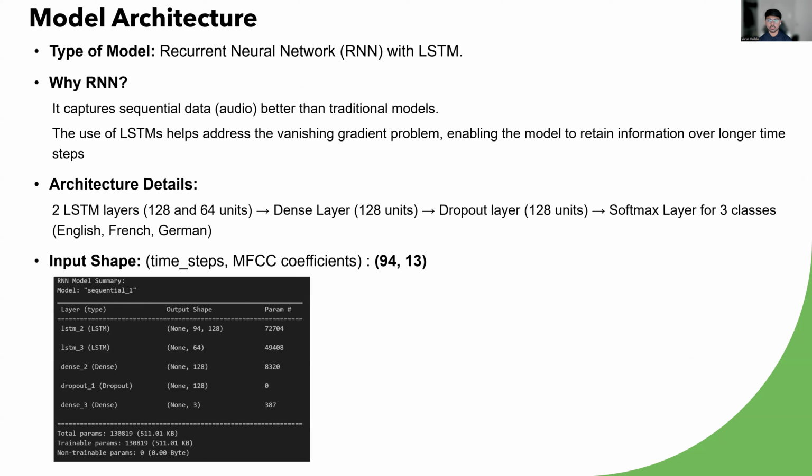The first layer has 128 units. Then it is passed on to the second LSTM layer. After that, a dense layer was used, which has 128 units. Then a dropout layer was used to reduce overfitting. Finally, I have used softmax to classify the 3 classes: English, French, or German. The input shape here is time steps and MFCC coefficients, which is 94 and 13.